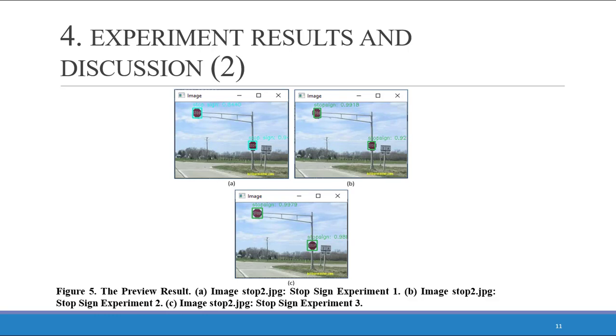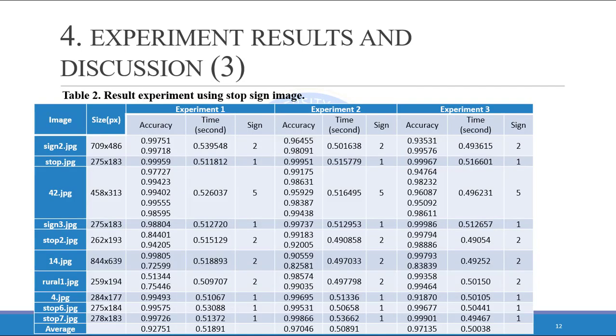Compared with experiment 1, using the same image it only gets 84.40% and 94.20% accuracy, and it needs 0.51 seconds for detecting the 2 signs. Table 2 describes the results of the experiments using stop sign images with different settings in experiments 1, 2, and 3. Experiment 3 obtained the highest average accuracy and the fastest detection time.